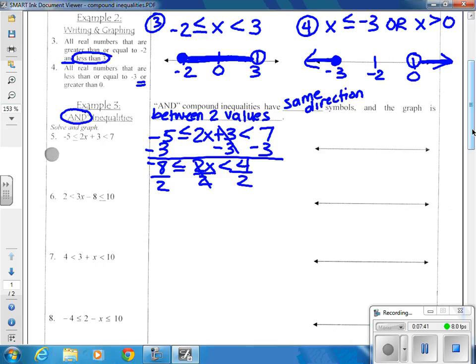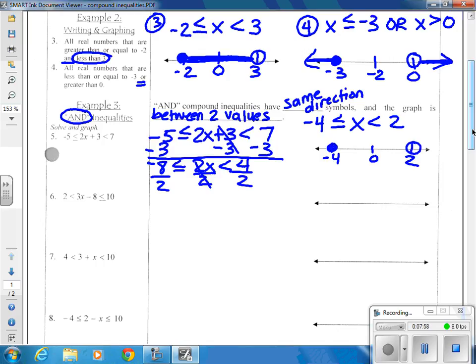So I will have -4 is less than or equal to x, which is less than 2. And that'll tell me how to graph it. So I know I need -4 and +2, and I'll stick 0 in the middle because it goes there somewhere. For the -4, I need a closed circle. For the 2, I need an open circle.